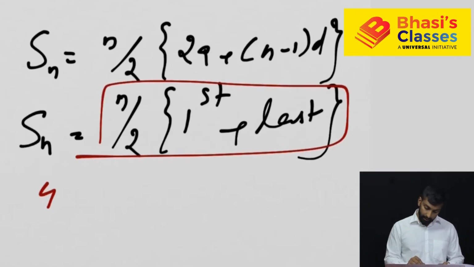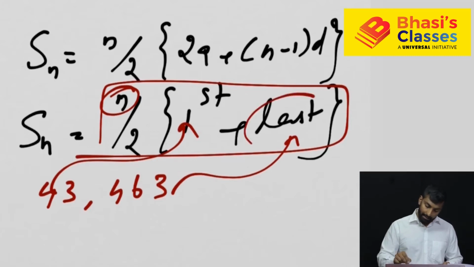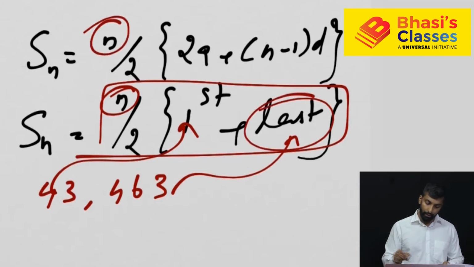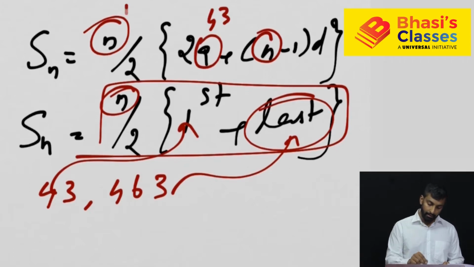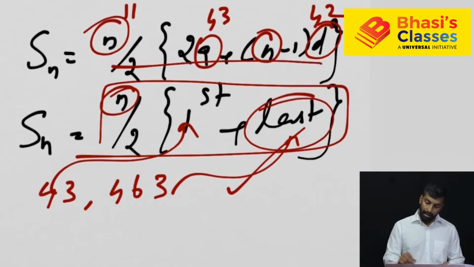Here 43 is the first term, 463 is the last term. So you substitute here, n is equal to 11, and you get the answer. If you don't know the last term, you will apply this one. You know n is equal to 11, you know a, that is 43, and you know d, that is 42. In case you know the last term, you apply this; if you don't know the last term, you apply this.